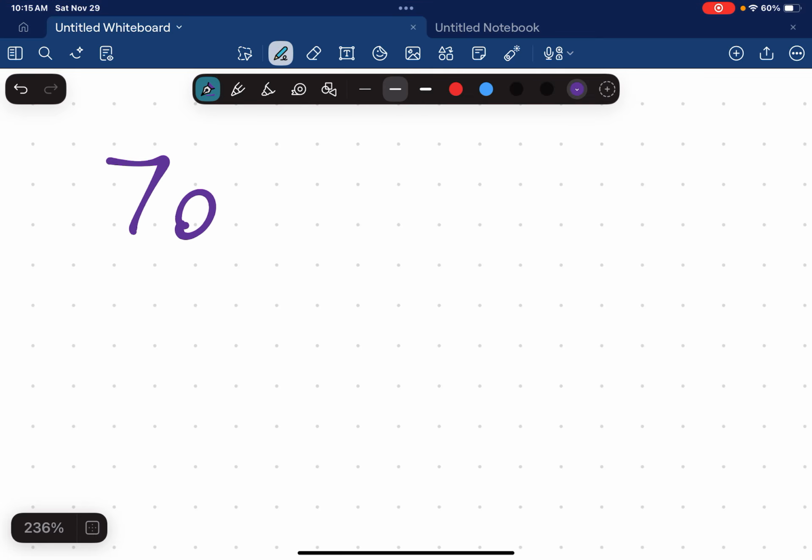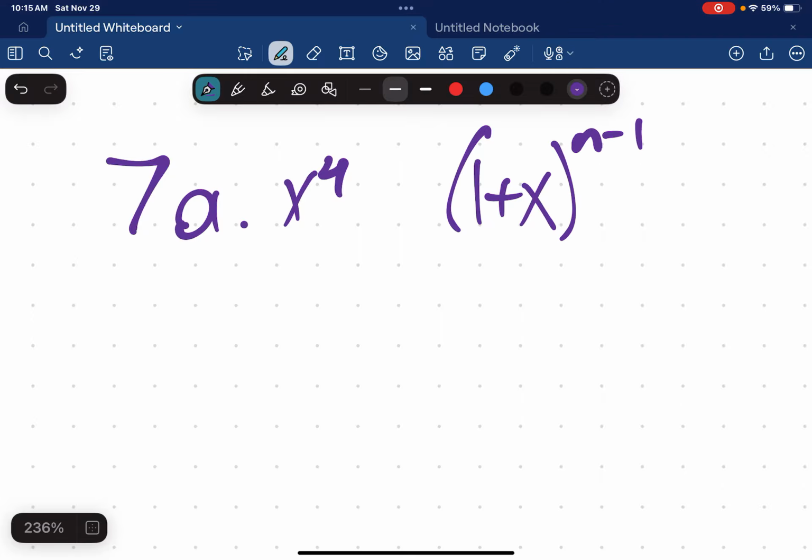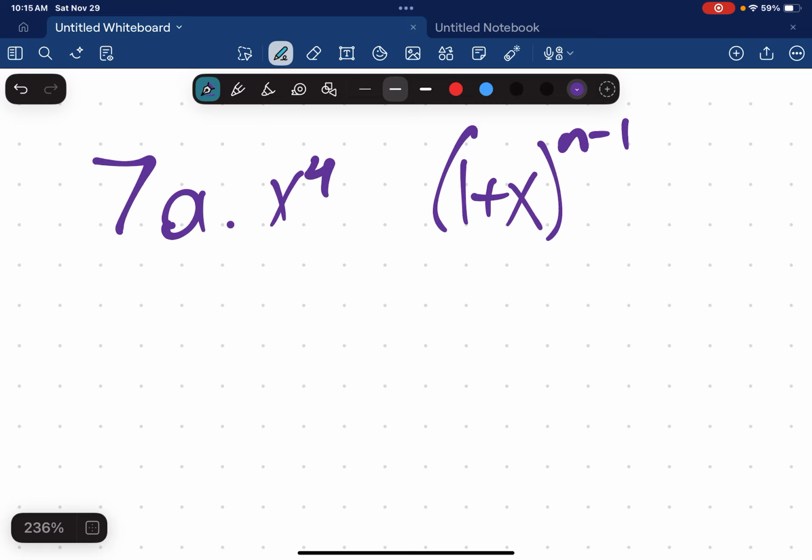7. Write in factorial notation all of these. The coefficient of x to the fourth in the expansion of 1 plus x. Can't read that. N minus 1. Okay, simple. Looks like we're just looking for n choose. Is that a plus 1 or a minus 1? It's a plus 1. Right? No, it's a minus 1.